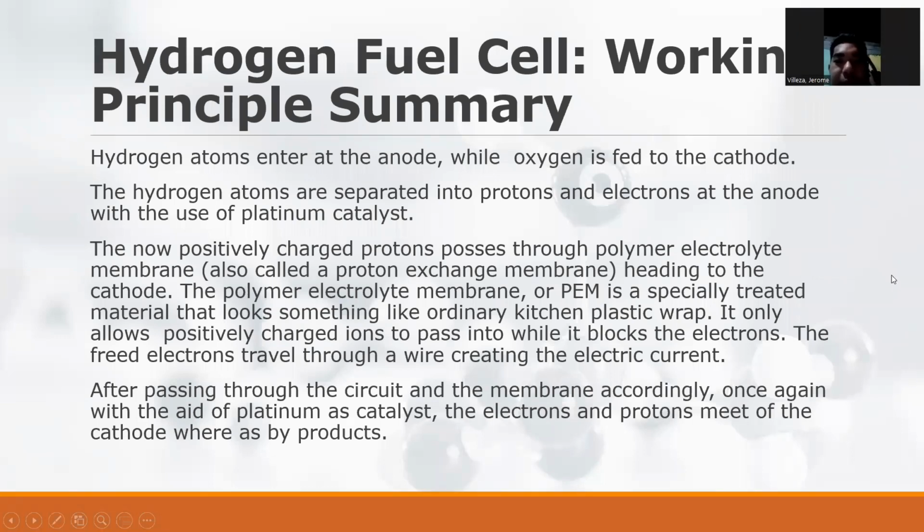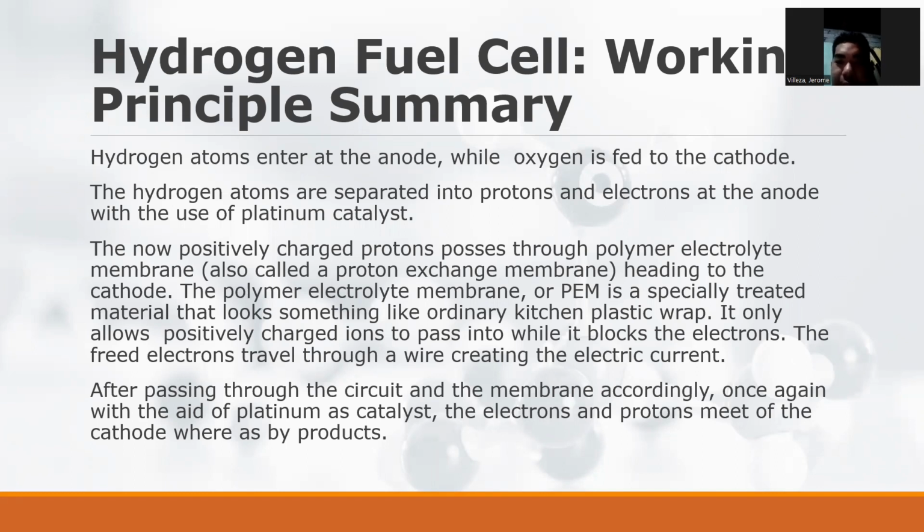Hydrogen fuel cell, the working principle summary. Hydrogen atoms enter at the anode, while oxygen is fed to the cathode. The hydrogen atoms are separated into protons and electrons at the anode with the use of a platinum catalyst. The now positively charged protons pass through the polymer electrolyte membrane, also called a proton exchange membrane, heading to the cathode.